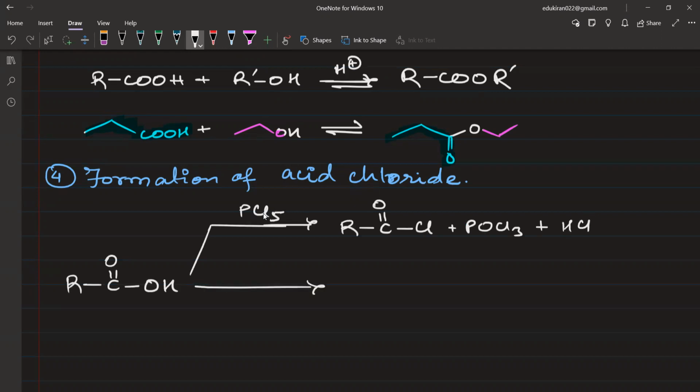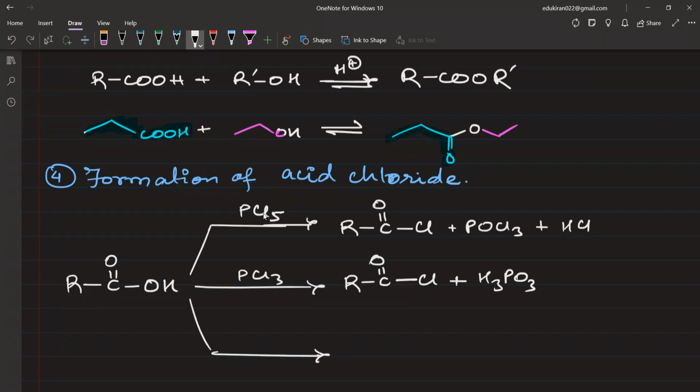Similarly, you can use PCl3. You will again have R, C double bond O as it is, OH will be replaced by Cl, plus we will have H3PO3. Then at the end, you have SOCl2. Here you have R, C double bond O, again Cl, plus SO2 and HCl.